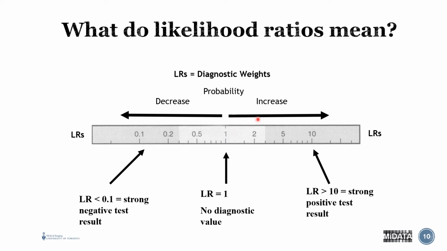So as your probability increases, your likelihood ratio is going to increase as well, from 1 all the way up to infinity, with likelihood ratios greater than 10 considered a very strong positive test result. With the probability of occurrence decreasing, your likelihood ratio is going to decrease from 1 with no diagnostic value all the way to 0 and asymptotically approach 0, where a likelihood ratio of 0.1 is a strong negative test result.